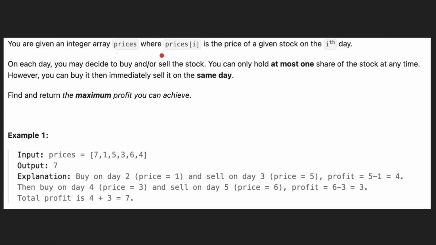Today we have a problem where we are given an array of integers, which are the prices of the ith day for a stock. For example, in this case, let's say that the price for a stock on the first day is 7, on the second day it's 1, third it's 5, and so on.